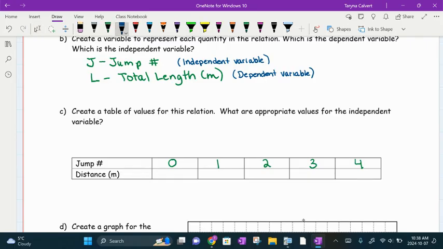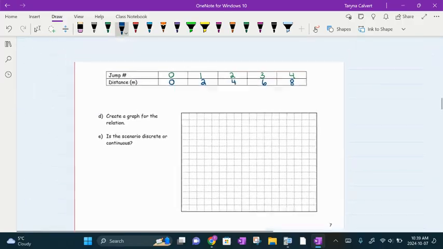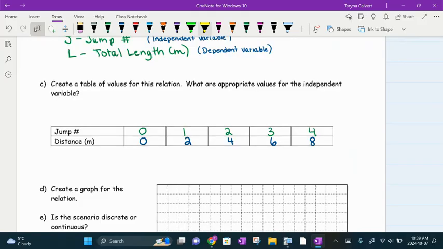All right, so then if he jumps 0 times, what's his distance in meters? 0. If he jumps 1, it's 2, and then 4, and then 6, and then 8. So create the graph. And you know what, guys? We did say, I'll just write it here, what are appropriate values for an independent variable? Appropriate values are whole numbers, so we might as well get that in there.